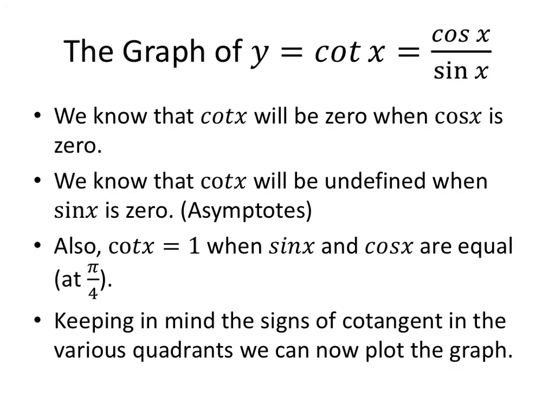Now let's talk about cotangent. We know that the cotangent of x is cosine of x over sine of x. So the cotangent of x will be 0 when cosine of x is 0. We know that cotangent of x will be undefined and have asymptotes when the sine of x is 0. And we know that cotangent is equal to 1 when cosine of x and sine of x are equal, which is at pi over 4. Keeping in mind the positive and negative signs of the quadrants, we can graph cotangent of x.